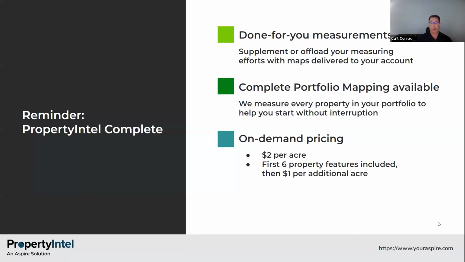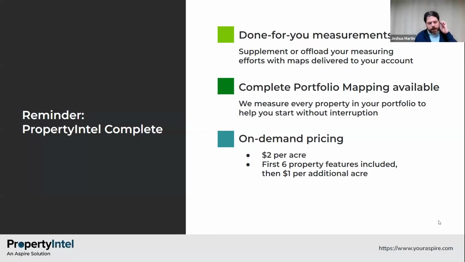So I just wanted to remind you, if you haven't tried Property Intel Complete, you can do a free property and submit that. And we continue to work hard to make the service even better. And again, it is on-demand pricing, $2 an acre. There is a $10 minimum, and the first 6 property features are included.